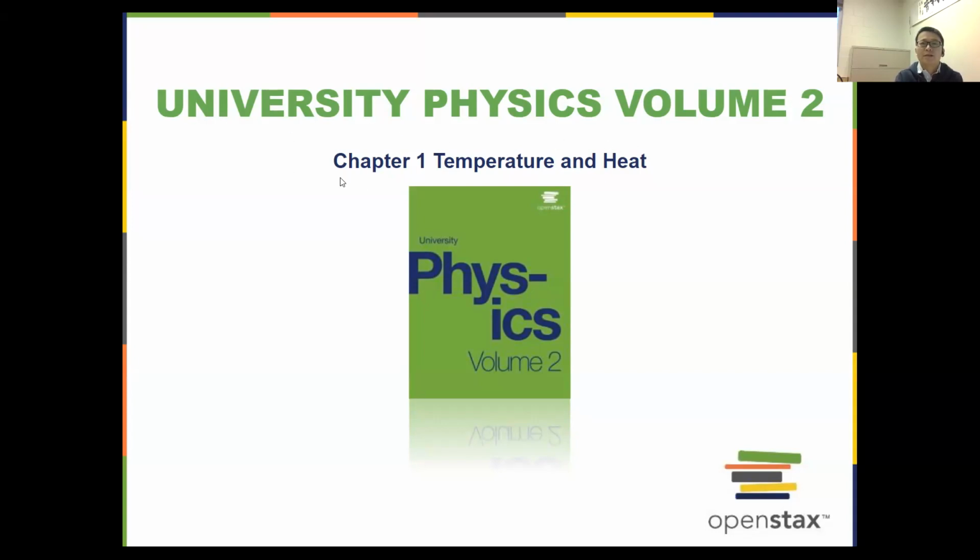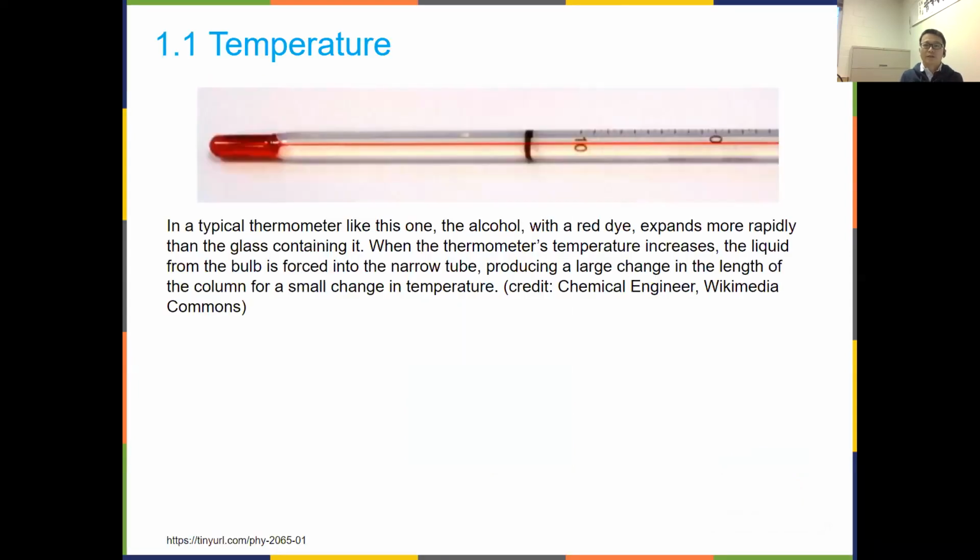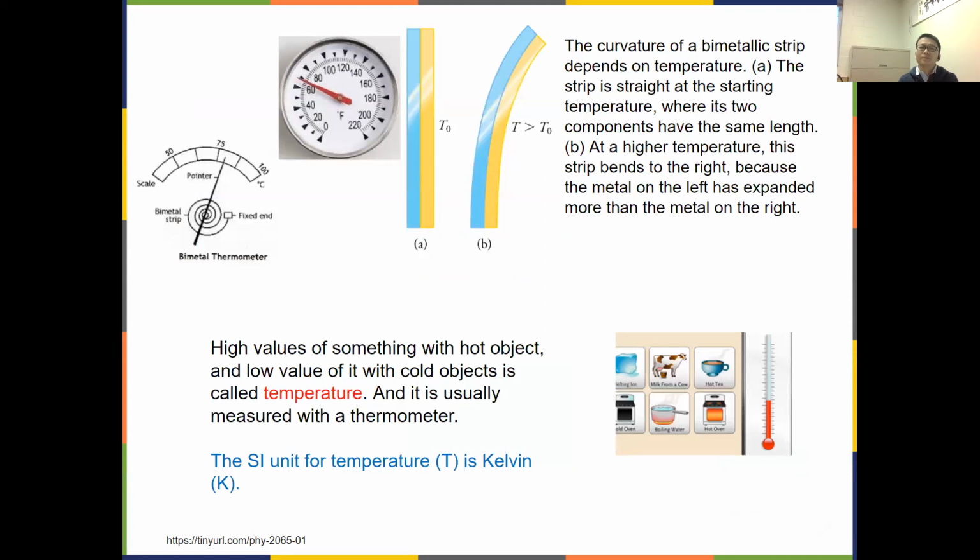The first topics of this semester will be on thermodynamics. We'll be starting with temperature and heat. Temperature is something that we are very familiar with. Even when you were a kid, you knew what temperature is for, right? Typically, it's used to describe how cold or how hot the weather will be for a particular day. And you can use different thermometers to measure temperatures.